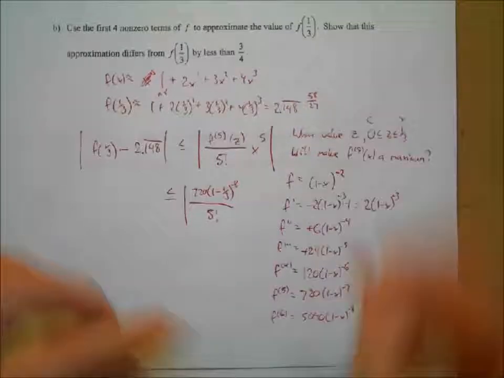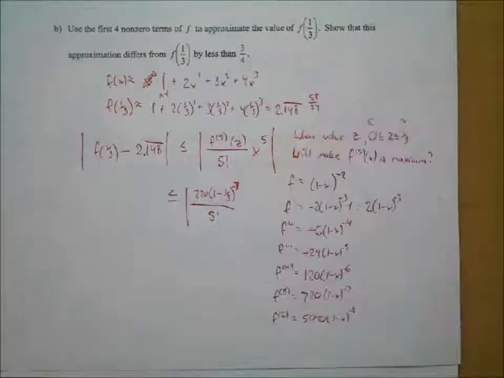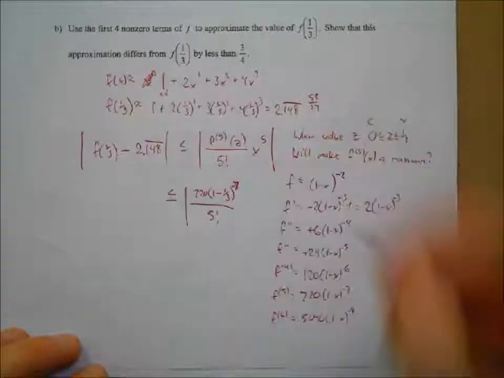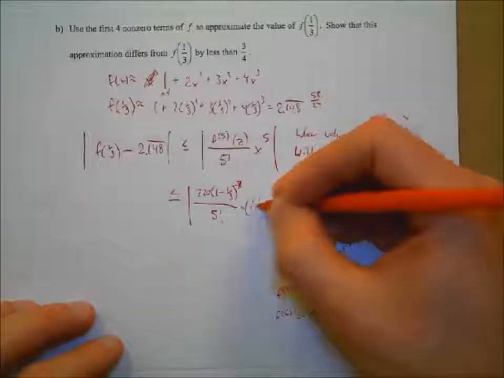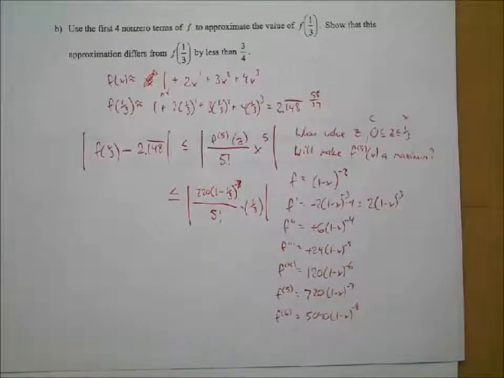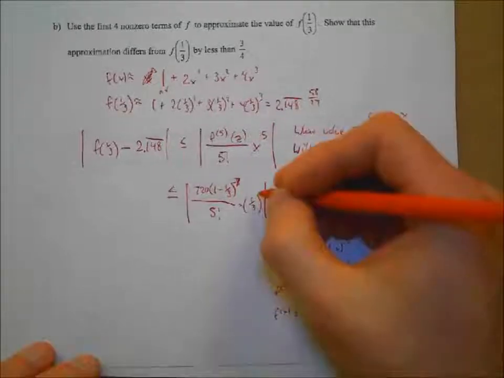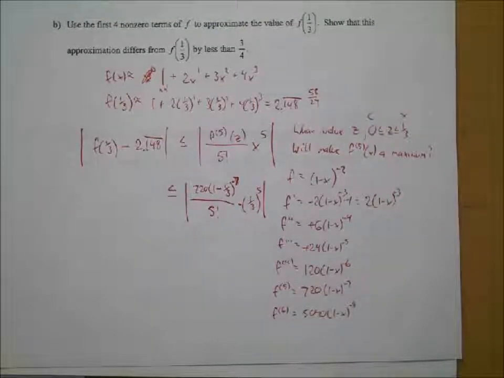You're right, I went too far. Thank you, negative 7 there. Okay, all over 5 factorial times x to the 5th, and our x here, of course, is also going to be 1/3, to the 5th.